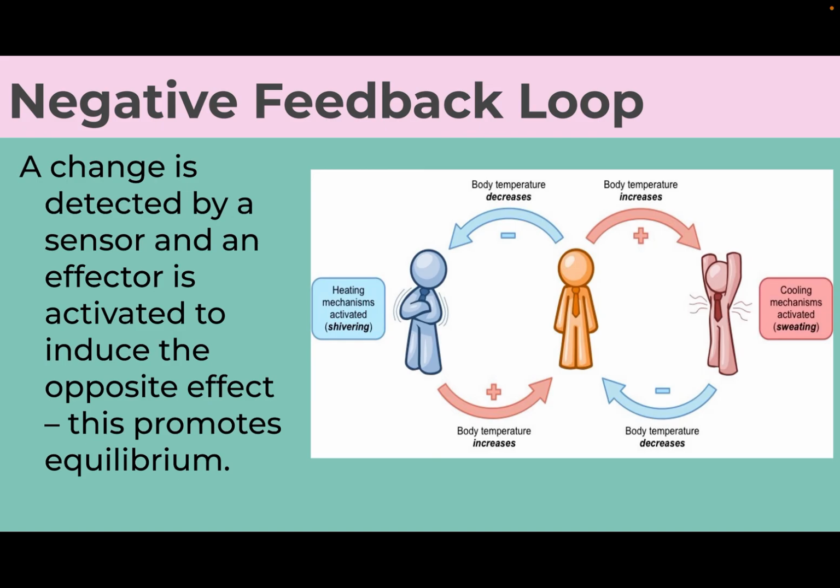Next, we have negative feedback loops. A negative feedback loop is going to be a change detected by a sensor, and an effector is activated to induce the opposite effect. So the main thing here is that we're going back to homeostasis. This is going to promote equilibrium.